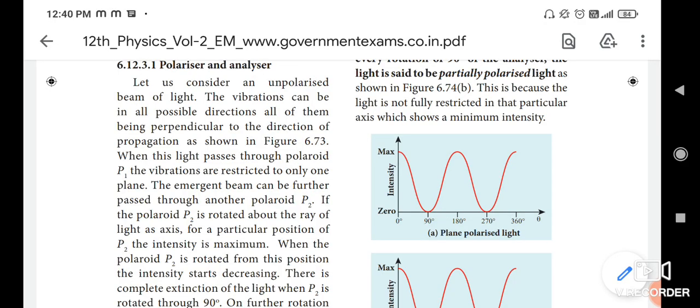Good morning, students. Today we see about the polarizer and analyzer. In the previous class we saw what resolution is, the difference between interference and diffraction, and what the Fresnel distance is. Okay, what do you mean by Fresnel's distance?